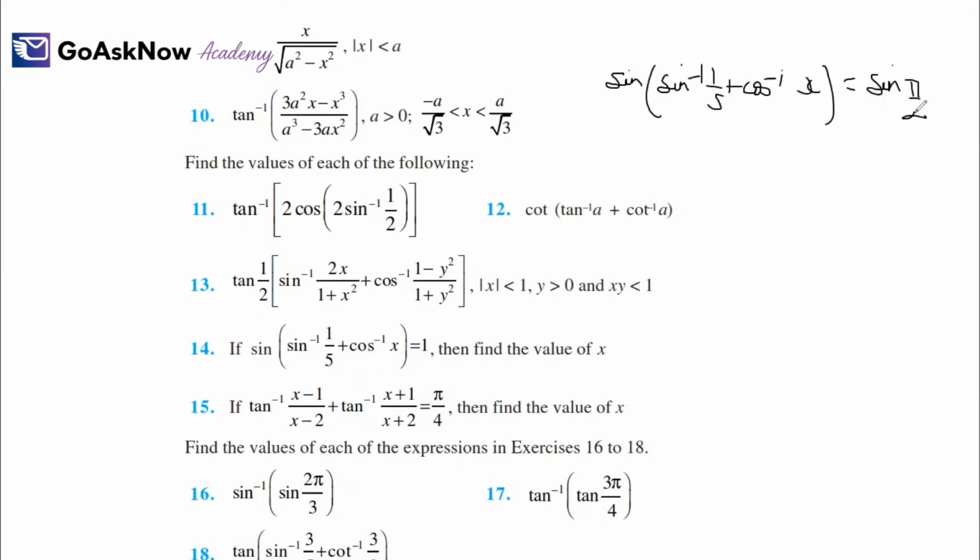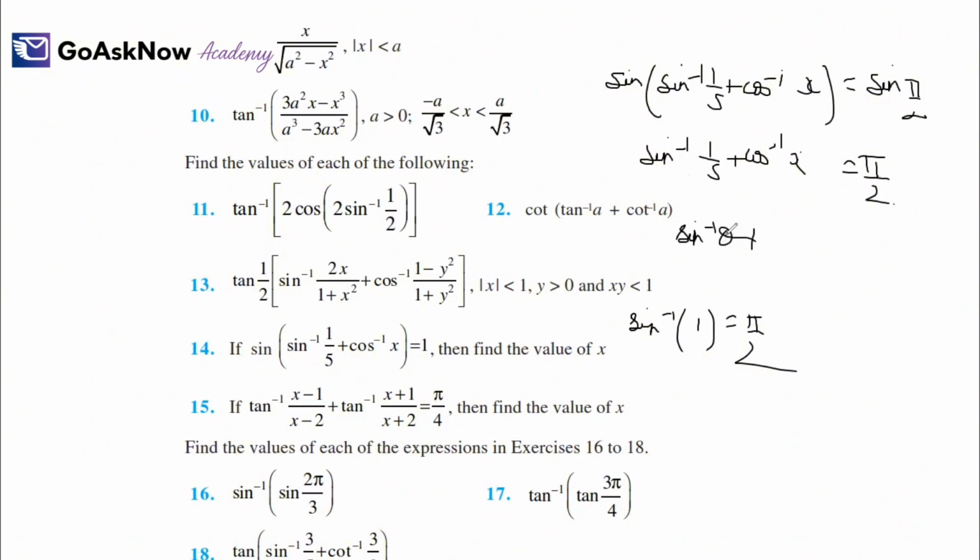Because you see, if you take inverse here both sides, so sine inverse 1 will come with this side, and sine inverse 1 is what? In the principal value, principal range, it is pi by 2. That is why I have written here pi by 2. So now solve it. Sine inverse 1 by 5 plus cos inverse x is coming out to be equal to pi by 2. So you already know that whenever sine inverse x plus cos inverse x is pi by 2, this result you can apply here.